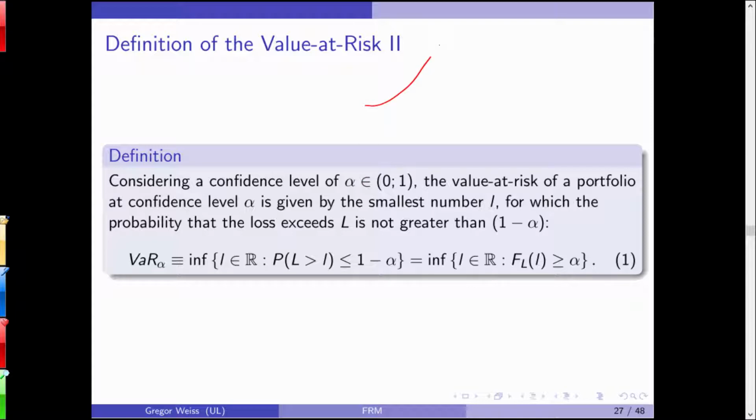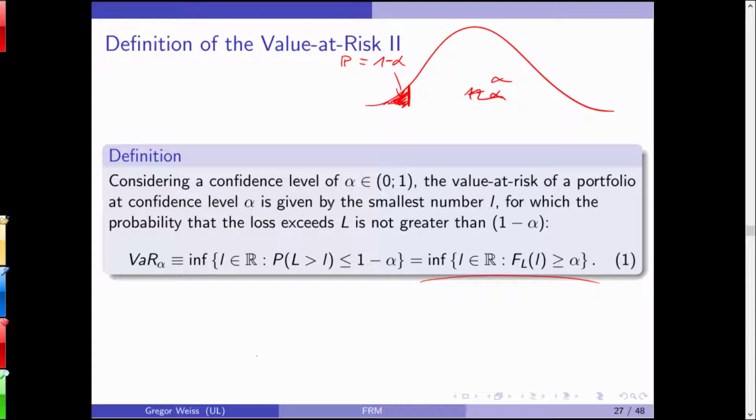And it's much simpler. If this is the distribution, and you have alpha here and 1 minus alpha here, it means that here you have 1 minus alpha probability. And that shows you that the value at risk is nothing else than a quantile of the loss distribution. It's the 1 minus alpha quantile of L. And this is the right way of writing this mathematically speaking.